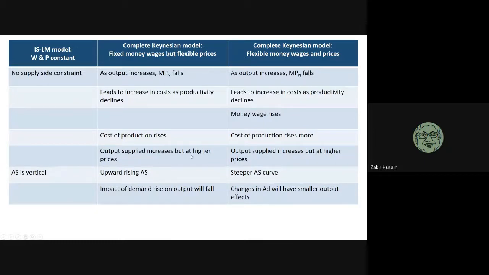So output supplied increases, right? But at higher prices. Here the aggregate supply curve is vertical. Here it is upward rising, but the curve becomes steeper over here. The impact of an increase in demand is, okay, output is going to go up, but by a smaller margin. The output effect will be lower.